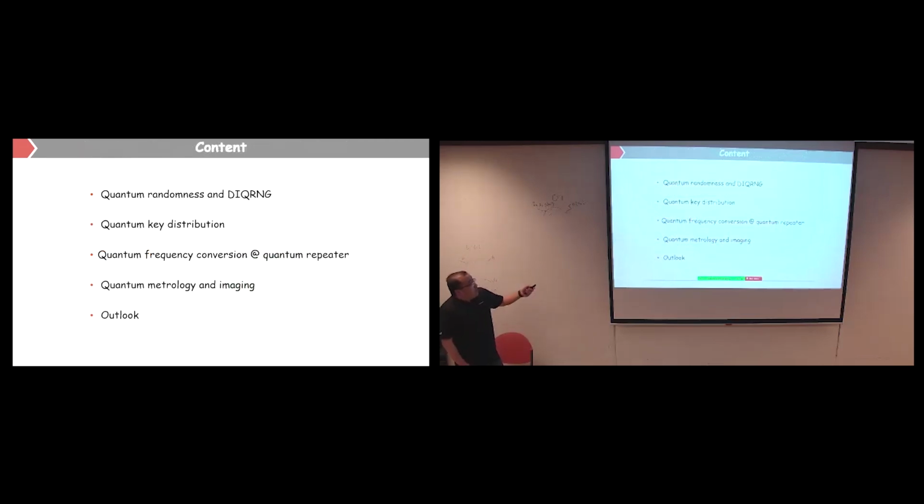So I will start from the basics. From the basic principle, we can do quantum randomness and the device-independent quantum random number generator. We can do quantum key distribution, frequency conversion, the quantum repeater, and metrology and imaging. Finally, there is the outlook of my research.